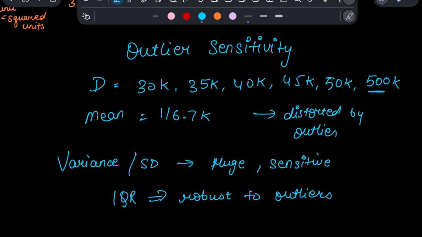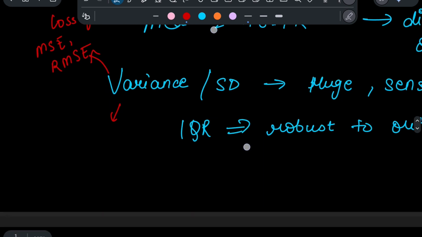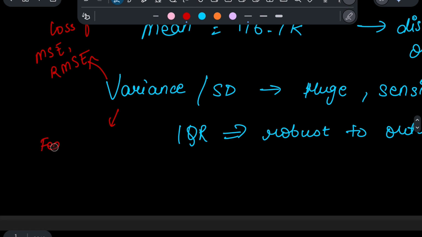Where this appears in machine learning: variance and standard deviation are used in loss functions like the MSE and the RMSE. Let me write this for you. It is also used in feature scaling or standardization, and in PCA, the principal component analysis, which mainly relies on the variance.